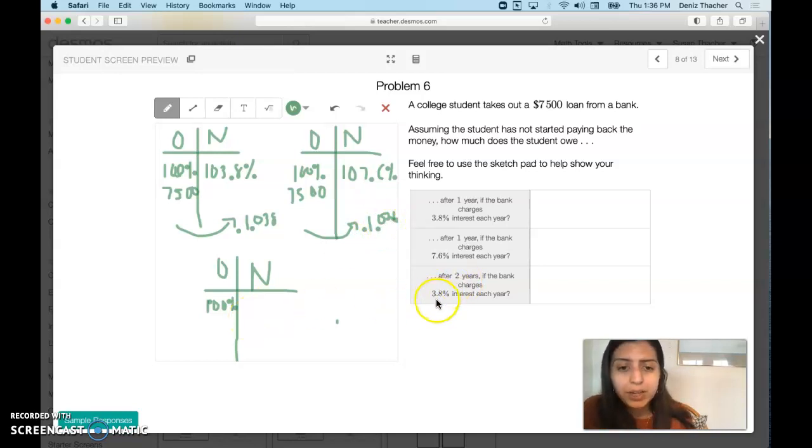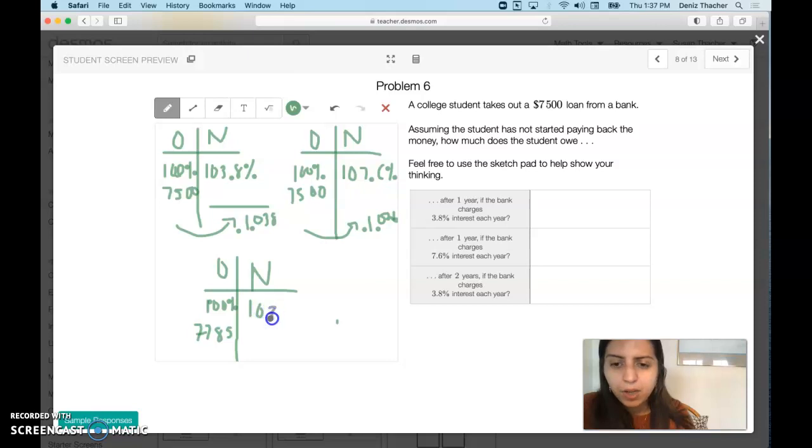Now, after 2 years, that changes the game, right? So if we have 2 years and the bank charges 3.8% each year, we want to go back to this first table up here. Because after 1 year with the 3.8% interest, the new rate was the answer that you got up here. And hopefully you got 7,785. So that means my new 100% would be that value.